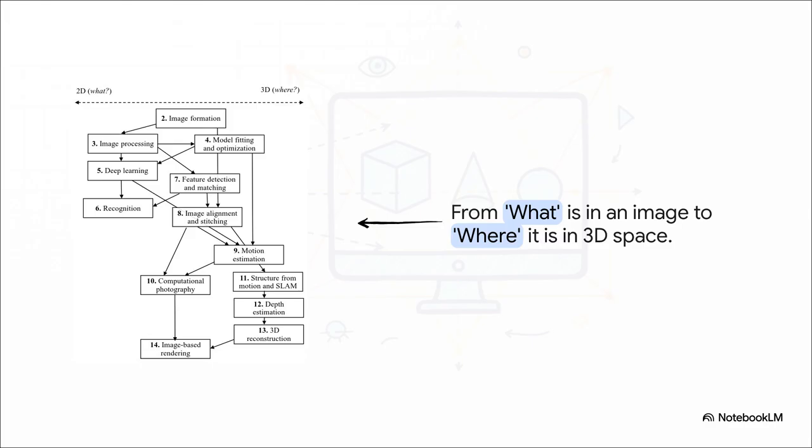This flowchart basically shows the entire pipeline of modern computer vision. All the really exciting parts, like recognizing objects and building 3D worlds, are over on the right. But notice where it all begins, way over on the left with image formation. Everything we've just talked about, the camera's geometry, its ID card, the calibration, that is the foundation. It's the essential first step that lets us go from asking what is in a picture to truly understanding where it is in 3D space.